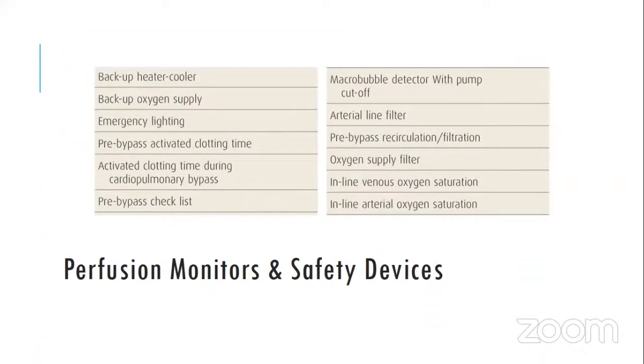Perfusion monitors and safety devices, including backup heater-cooler, backup oxygen supply, emergency lighting, pre-bypass ACT and ACT during bypass, pre-bypass checklist, macro bubble detector, arterial line filter, pre-bypass recirculation and filtration, oxygen supply filter, inline venous oxygen saturation, inline arterial oxygen saturation.